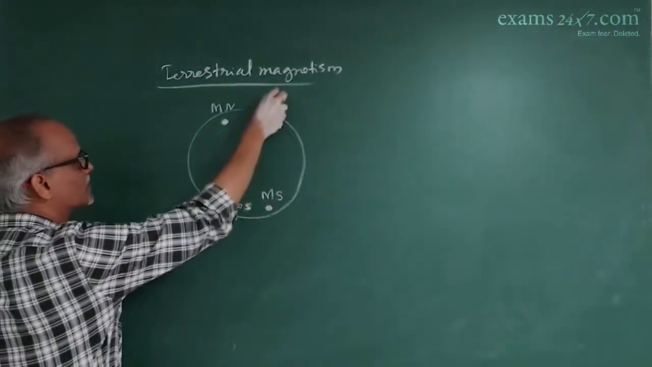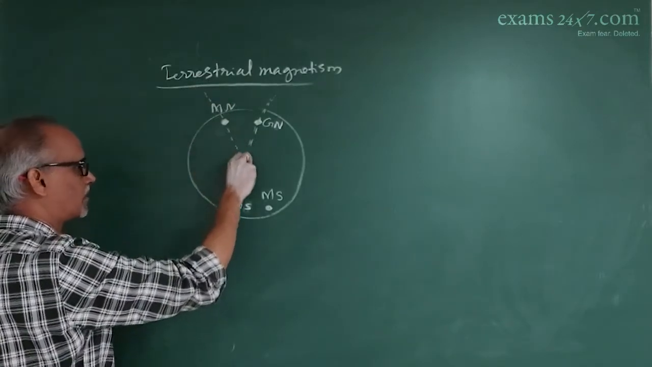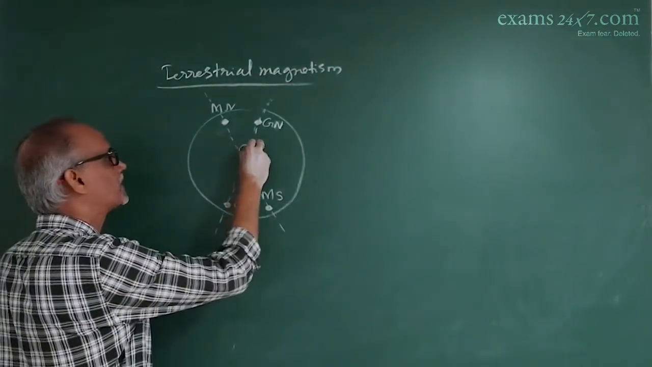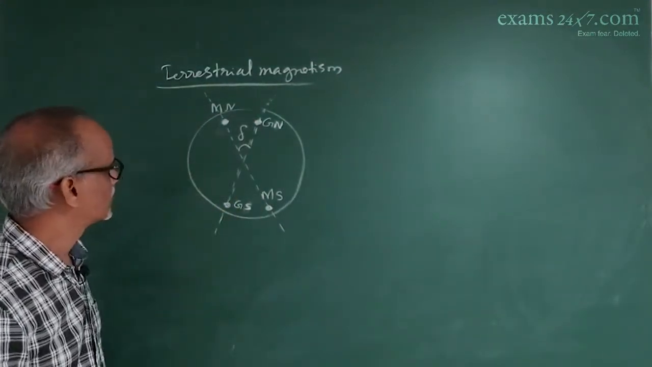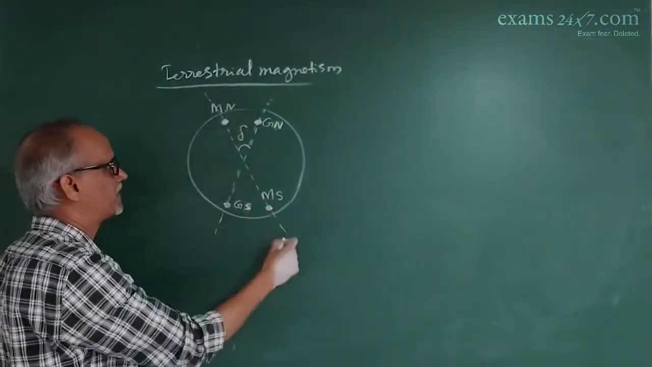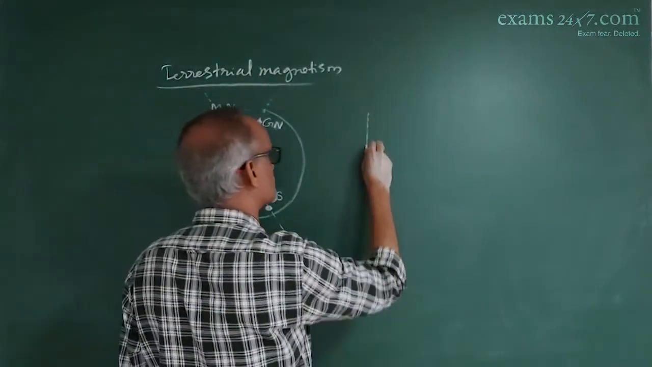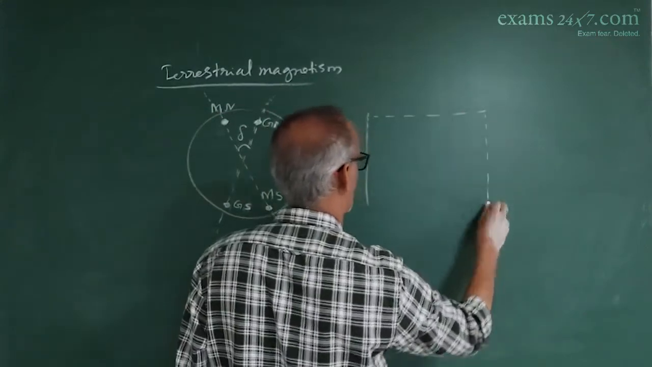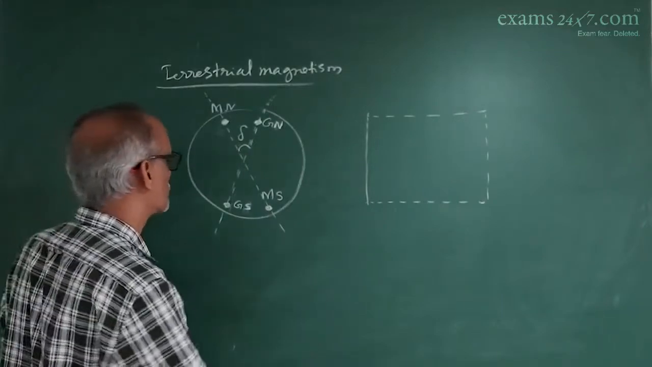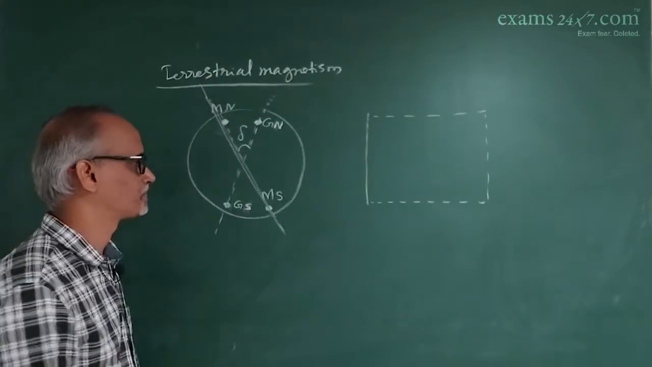Now the plane passing through the geographic poles is called the geographic meridian. The plane passing through the magnetic poles is called the magnetic meridian, and the angle between them is called declination. So delta is the declination, which is the angle between the magnetic meridian and the geographic meridian. Suppose you consider this is the magnetic meridian, the plane passing through the poles. So the magnetic field lies in this plane, that is the magnetic south.